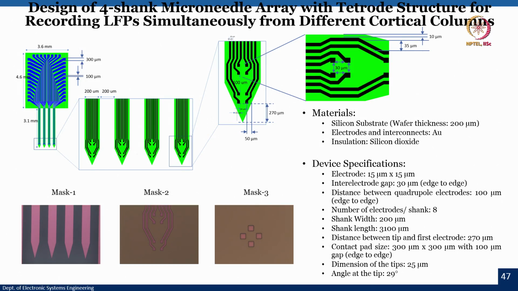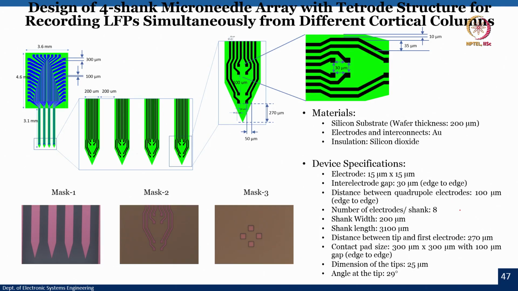So the materials are: silicon substrate with a wafer thickness of about 200 micrometers; electrodes and interconnects made of gold; and an insulating layer of silicon dioxide. Device specifications are again given in this case, where the electrodes are 15 micron by 50 micrometers. The inter-electrode gap is about 30 micrometers, edge to edge. And the distance between quadruple electrodes, or quads, is about 100 micrometers.